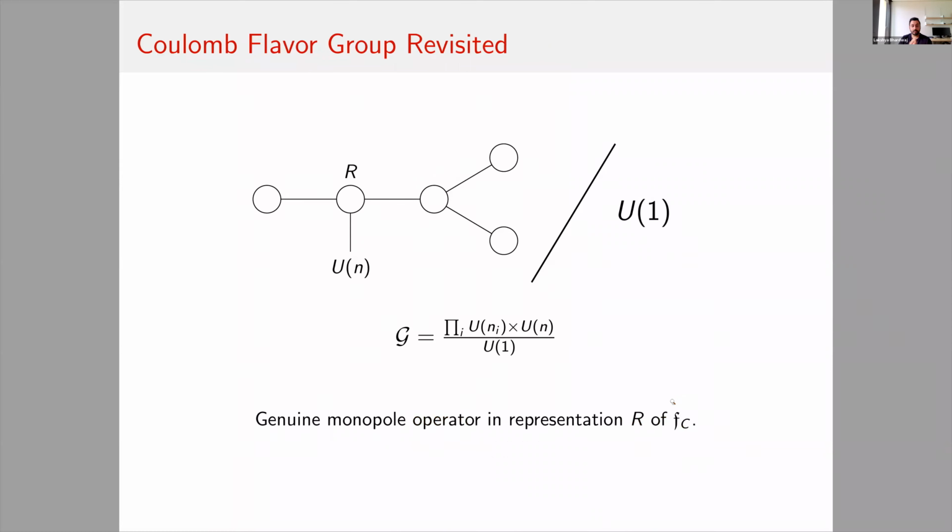Okay. So the previous theory is also sometimes referred to as follows: instead of a special unitary node, I had a unitary node, and I removed the diagonal U(1) from it. So there is an extra prescription to remove a U(1) from the gauge group. This setup is going to have a genuine monopole operator in this representation R of the Coulomb symmetry algebra. Okay, so we have learned this fact, and now we can use this to quickly compute various flavor groups.